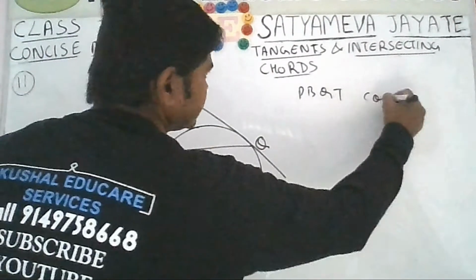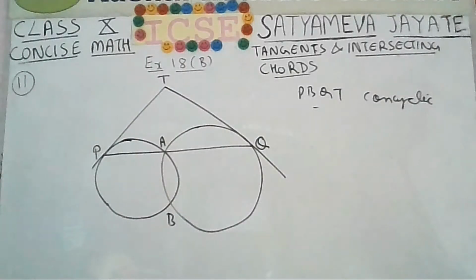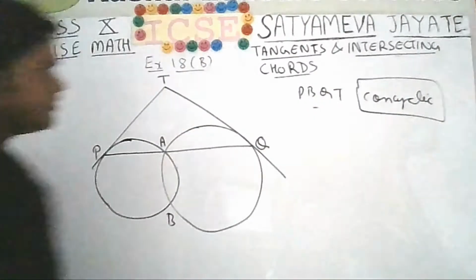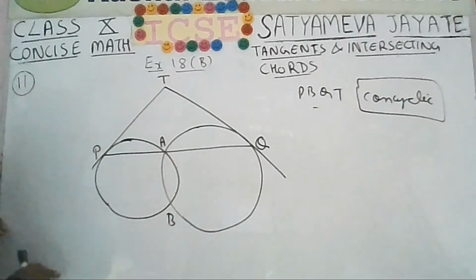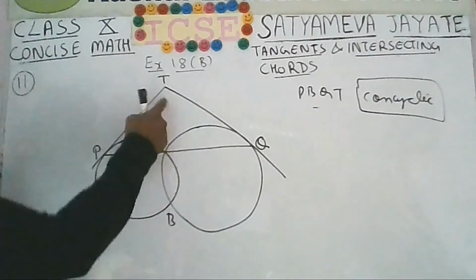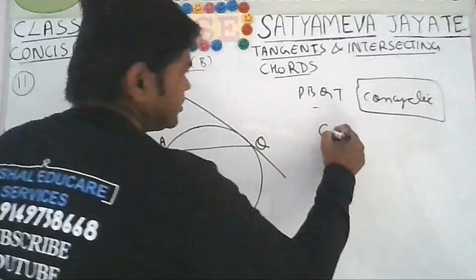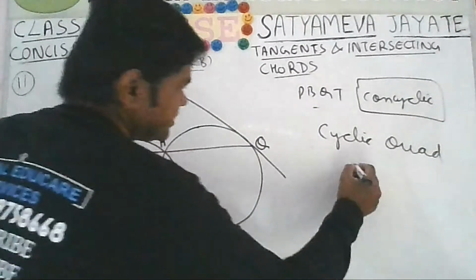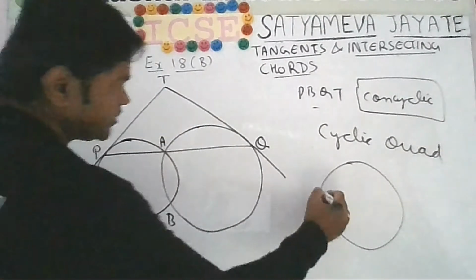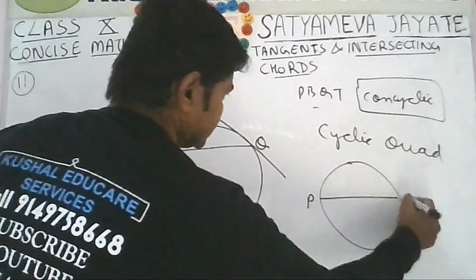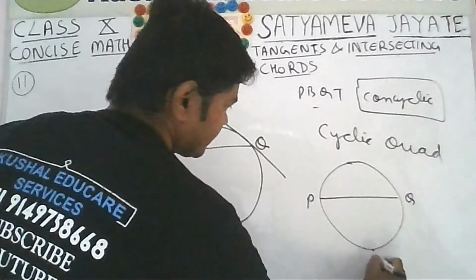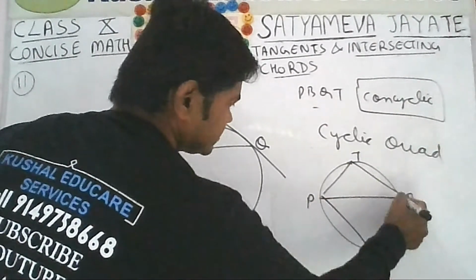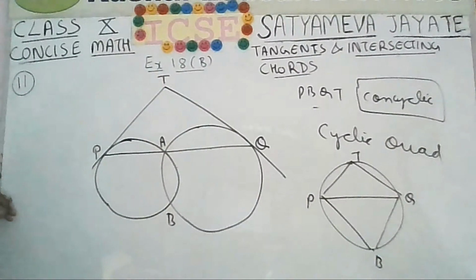PBQT, these points are concyclic. So you should know the meaning of concyclic. What is the meaning of concyclic? It means that they lie on the same circle. In other words, PBQT will be a cyclic quadrilateral. So if you imagine a circle like this, on the same circle you will have these points P, Q, B and T. So some figure like this you should imagine. That is the meaning of concyclic.